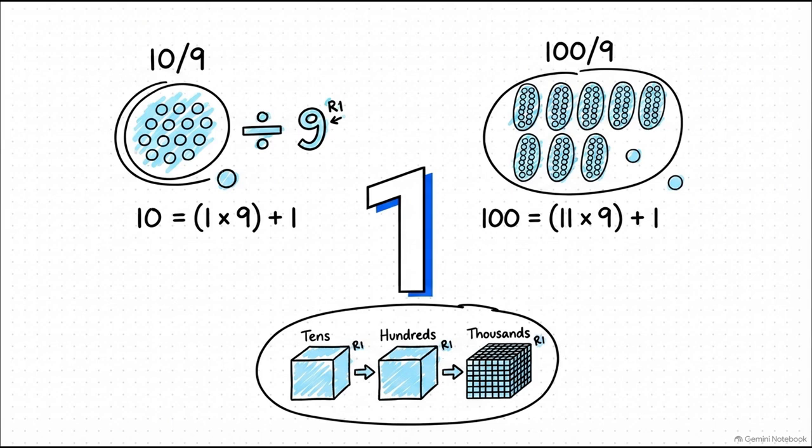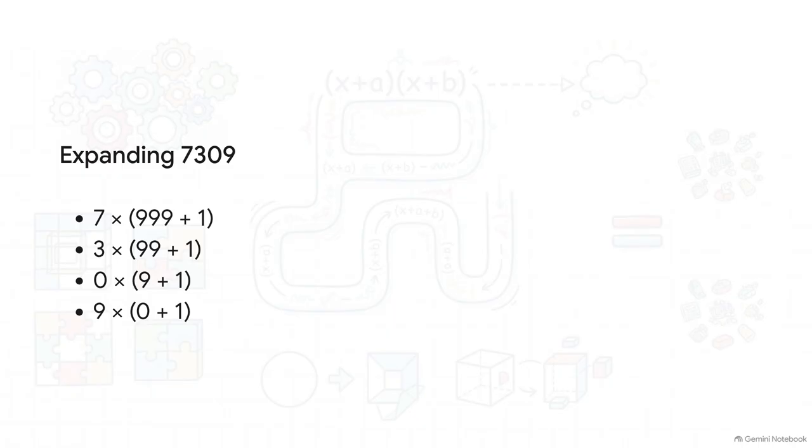Every single place value, whether it's the tens, the hundreds, or the thousands, is literally just a multiple of 9 plus 1. Let's see this in action by expanding 7309 algebraically. 7,000 is really 7 times 999 plus 1. 300 is 3 times 99 plus 1. So the number is basically just this giant pile of 9 multiples that divide perfectly, plus those single remainders multiplied by the actual digits of our number.